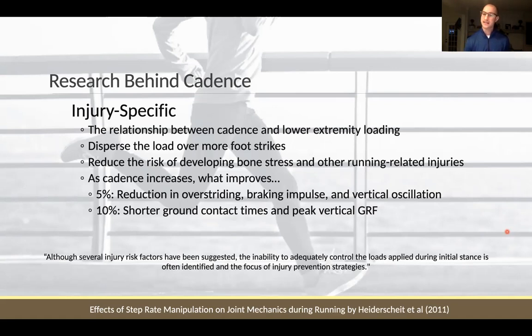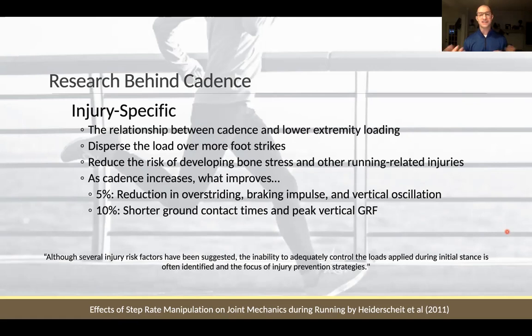But a 10% increase in cadence can shorten your ground contact times. We know as we shorten our ground contact times, the tendon stiffness increases and we improve running economy, and it reduces the amount of peak ground reaction forces. So the amount of force being transmitted into the ground that's equal and opposite up into the leg. So anywhere from 5 to 10% is a general recommendation to increase cadence.